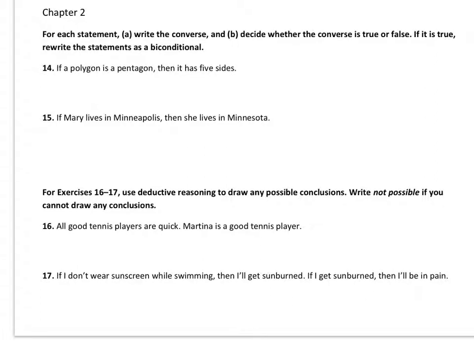Okay, Chapter 2. For each statement, write the converse and decide whether the converse is true or false. If it is true, write the statements as a biconditional. So a converse is if you have P implies Q, then you switch the order. So it's Q implies P. So you switch the hypothesis and the conclusion. And then the biconditional is using the words if and only if in between the hypothesis and conclusion.